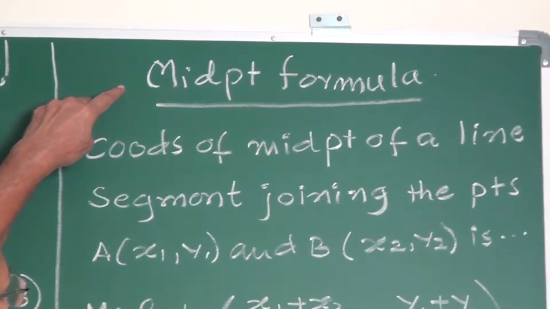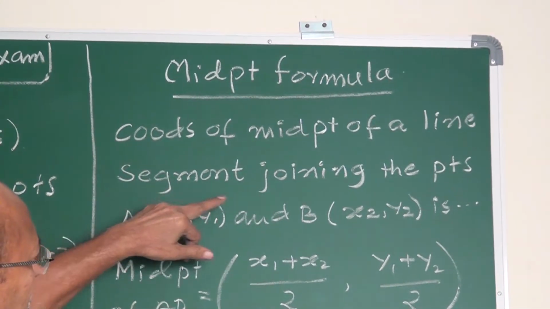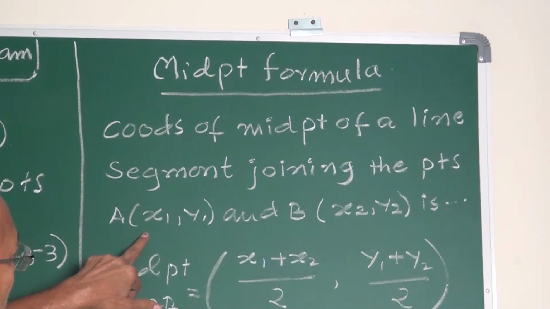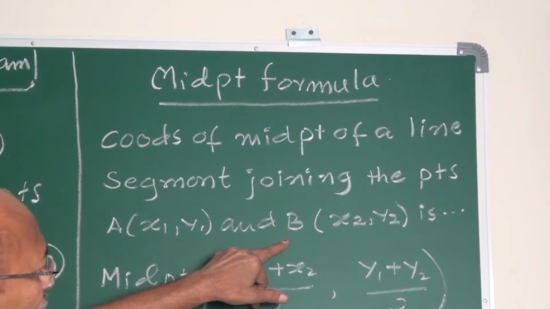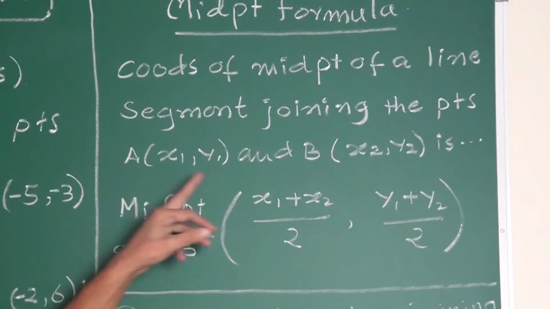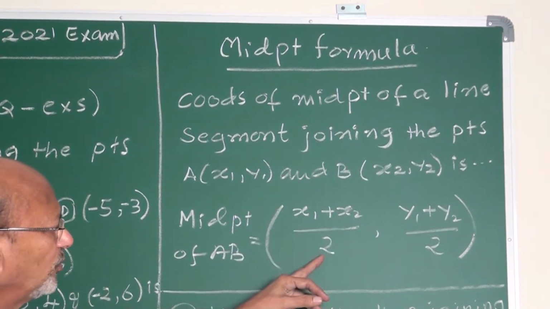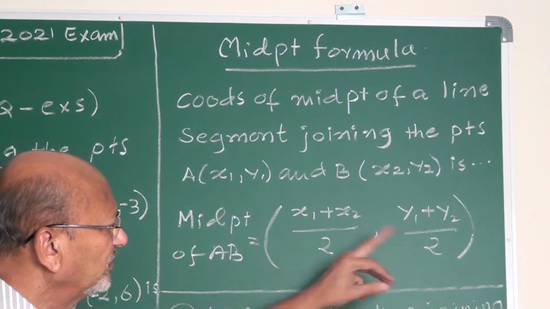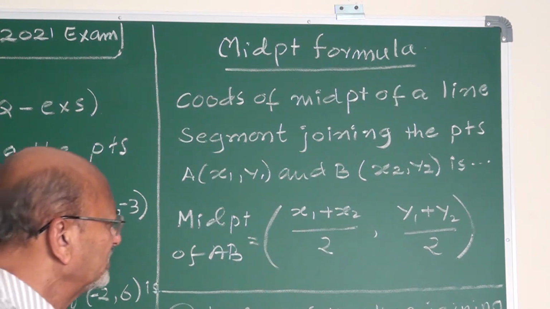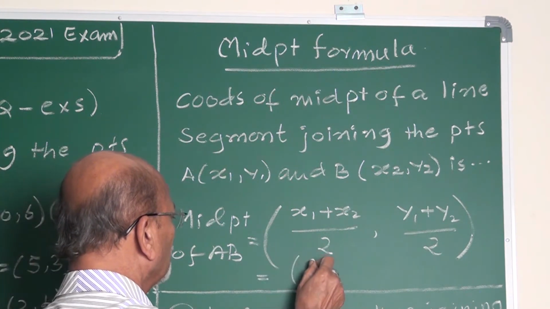Midpoint formula. Coordinates of the midpoint of a line segment joining the points A(x1, y1) and B(x2, y2) is given by the midpoint of AB: ((x1 plus x2) upon 2, (y1 plus y2) upon 2). In a straightforward way, what is this, my friend? It is the sum of x coordinates.